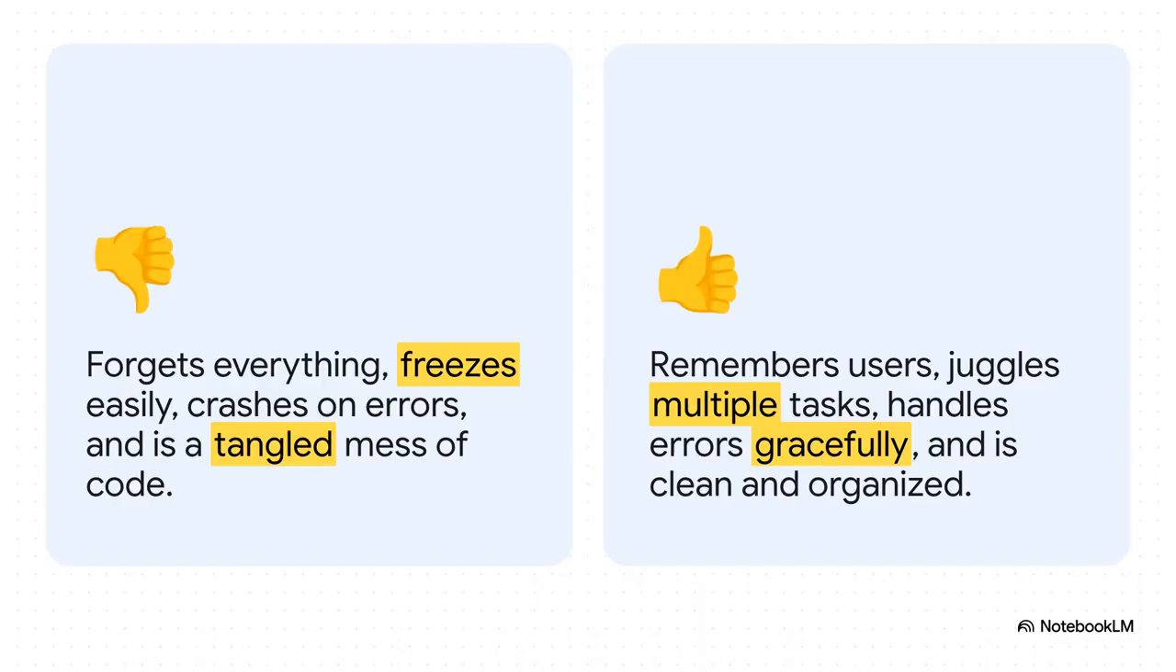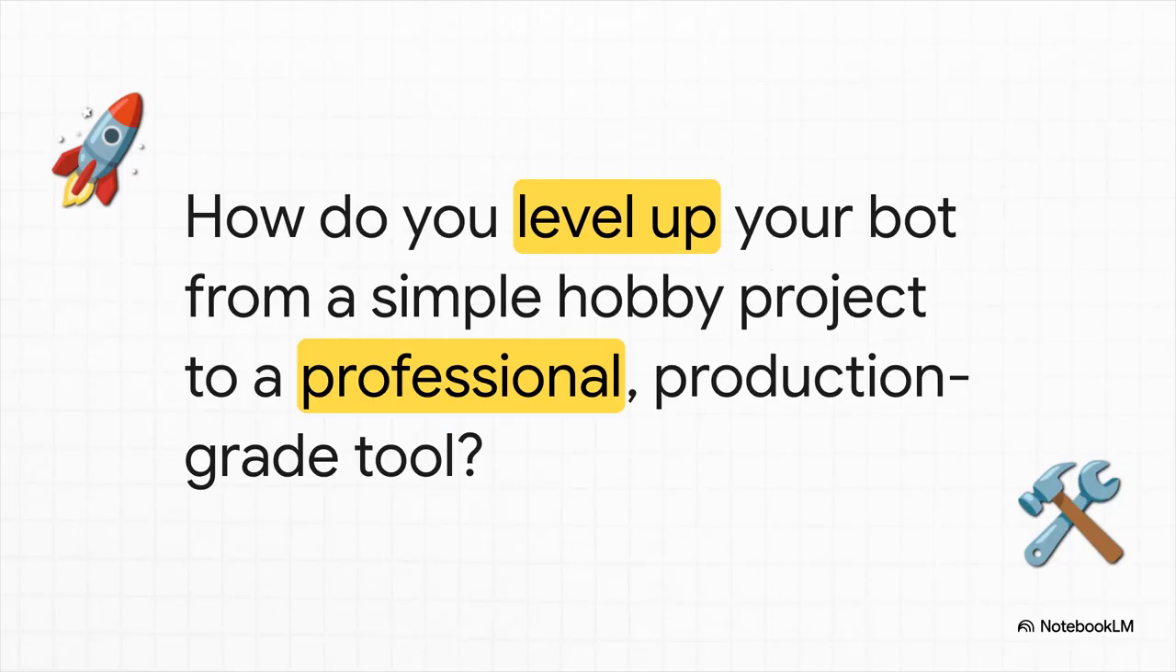So, let's meet the star of our show today, a simple bot. And it's kind of standing at a fork in the road. It can go left and stay a hobby bot, forgetful, clunky, a total mess. Or it can go right and become a pro bot, smart, super efficient, and totally reliable. We're going to take it down that pro path. The big question is, how do we actually do that?